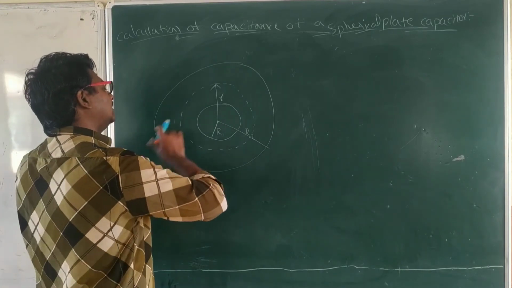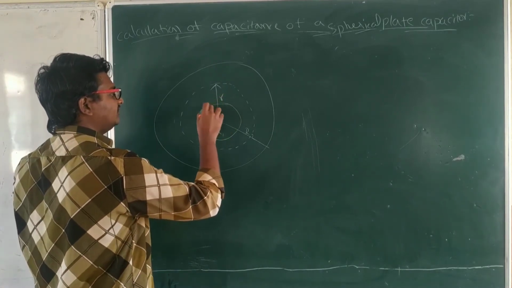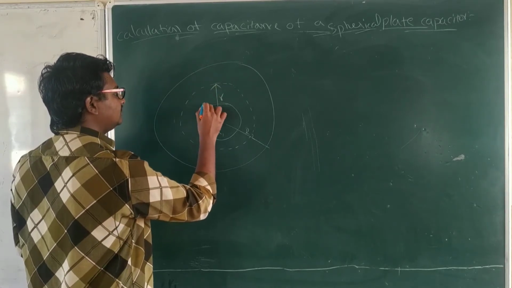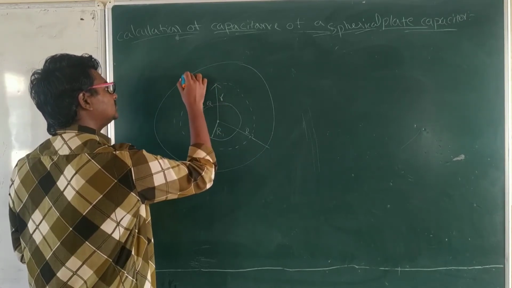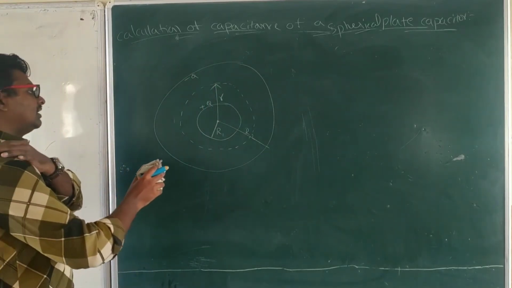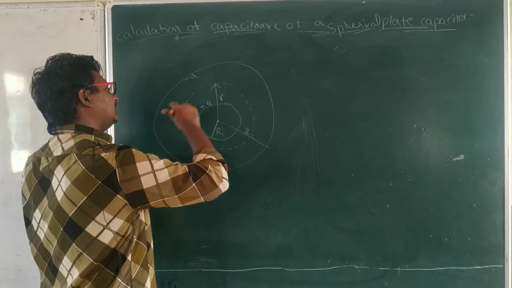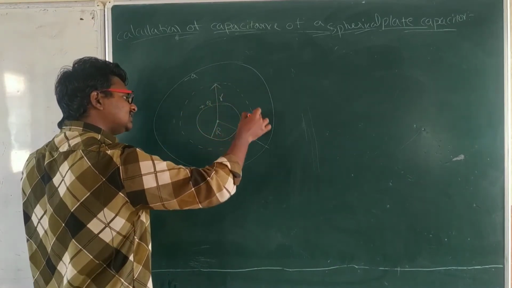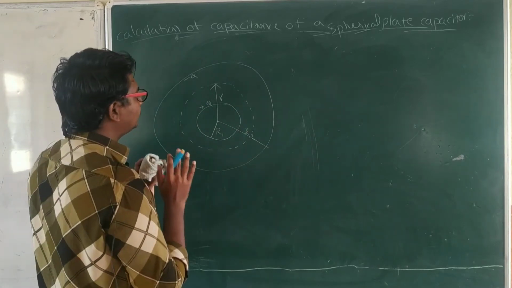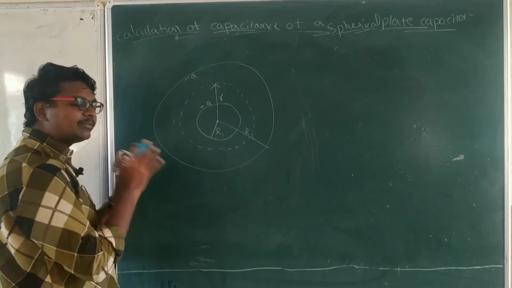Fine. Now if you maintain some potential V in between these two plates, on this plate we will get a positive charge plus Q, on this plate we will get negative charge minus Q, obviously. Alright, now the electric field on this Gaussian surface and as well as the potential we will find. After finding that, we are going to find the capacitance.